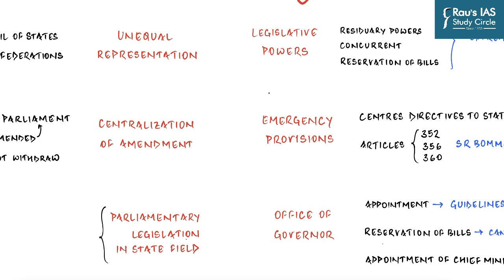And the main areas of concern mainly lie with the legislative powers or the way they have been divided, emergency provisions, the office of the governor and the functioning of the governor, parliamentary legislation in the state fields, centralization of the amendment process of the constitution, and unequal representation given to the states in the Council of States or the Rajya Sabha. And let us now deal with each one of them one by one.